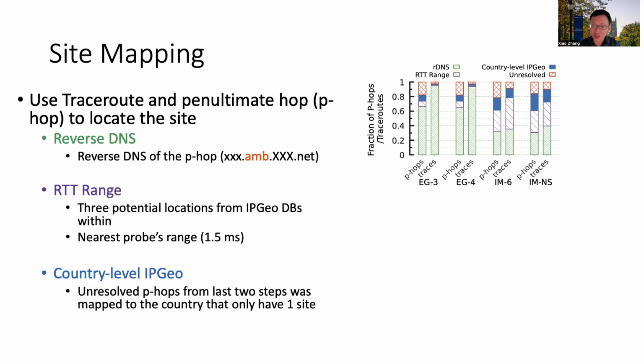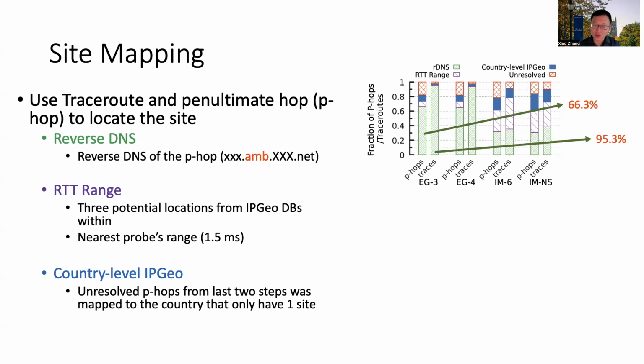When there is only one site deployed in the country of the IP-geo's result, we use that location. The grouped stacked bar chart shows the composition of resolution results of the penultimate hop and corresponding traceroutes. In the ideal case, over 66% of the penultimate hops can be located to a site with a reverse DNS entry, and that corresponds to over 95% of the valid traceroutes we got.